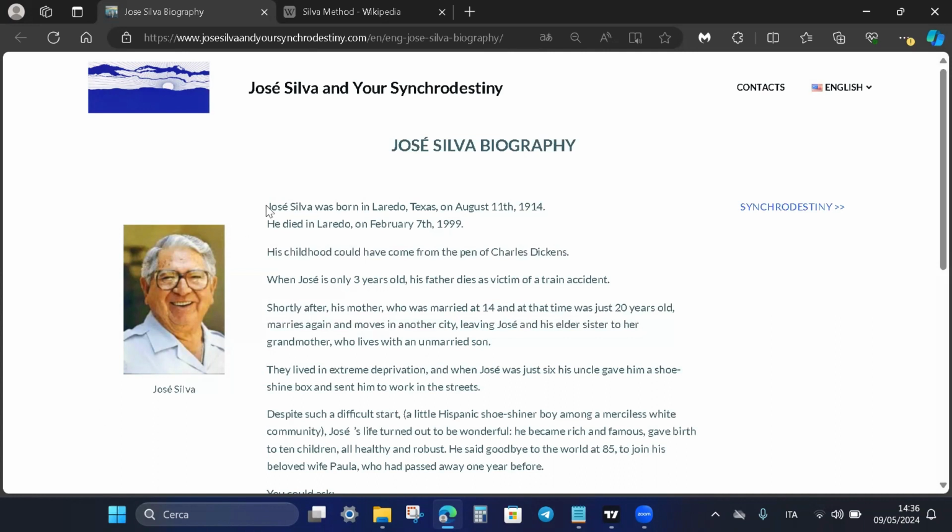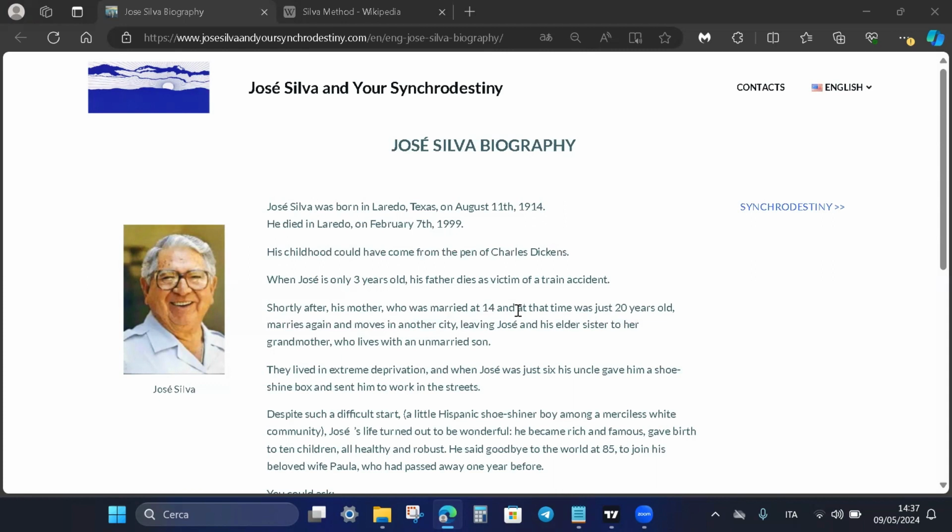So, Mr. Jose Silva was born in Laredo, Texas on the 11th of August 1914. He didn't really have an easy life, especially in his childhood. At a really young age, he had to face the death of his father, which led him to abandon his proper education at school and start working to help and support his family. During his childhood, he had a lot of jobs, from shoe shiner to selling newspapers, then working in a barber shop, and so on.